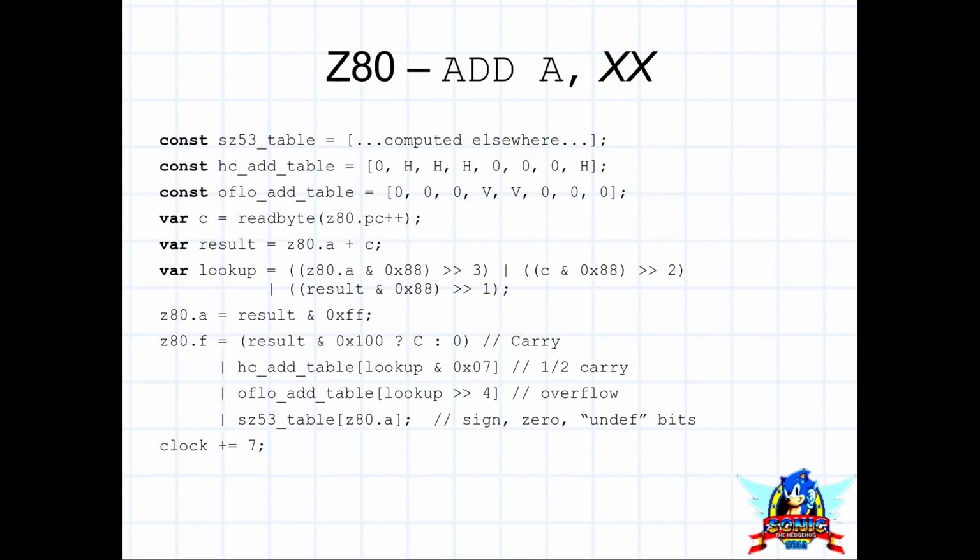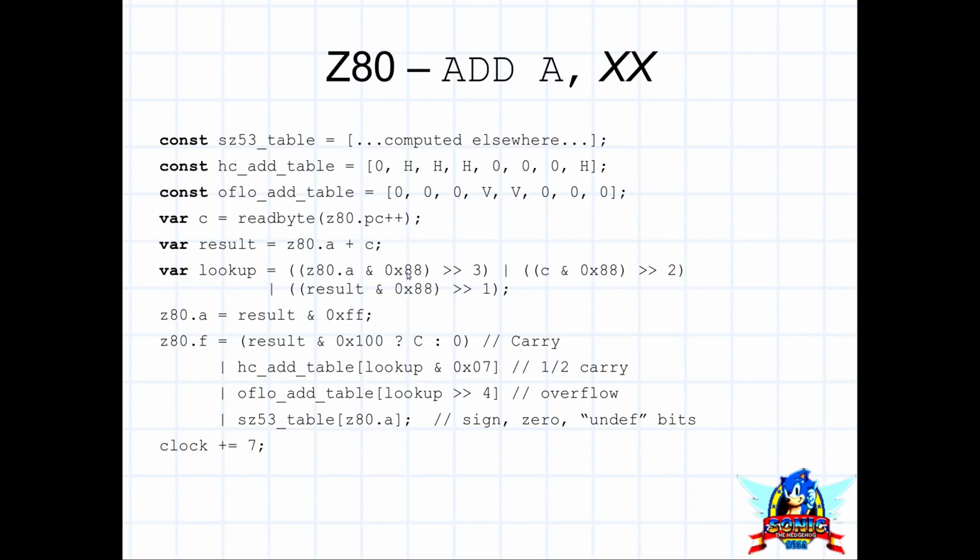So the result of adding A, if we were to look at the add A, some kind of constant instruction, this is what actually gets generated. It's an awful lot more than our naive implementation that I showed you a moment ago. Some of these things are constant tables that are just set up once. But if we start from this var c equals read byte here, this is us reading the value that we're going to write, the value that we are going to add onto the accumulator. We calculate the result, so this is just a simple add.